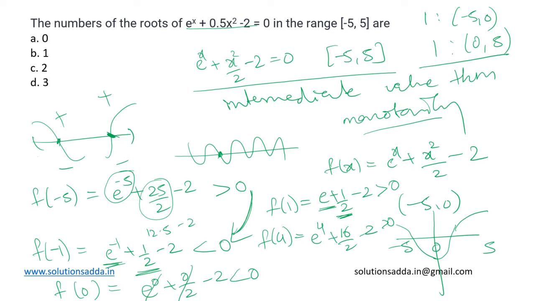So our function is changing its sign only two times, once between -5 to 0 and once between 0 to 5. So this function will have exactly two roots in the interval -5 to 5. So our answer will be 2. The number of roots this equation has in the given range is 2.